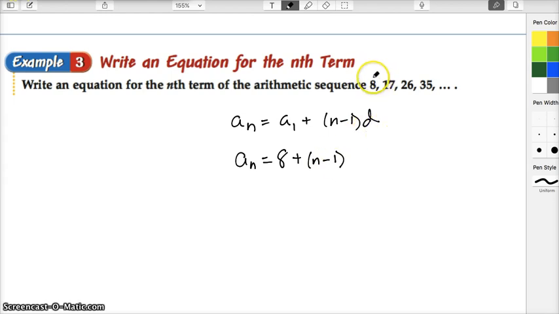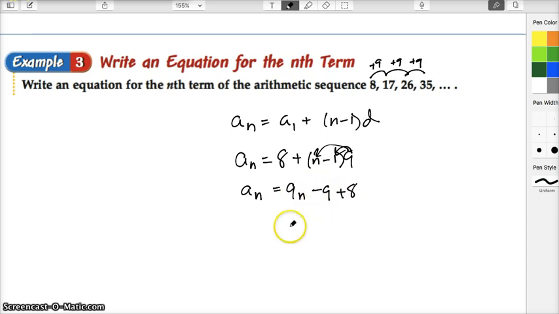Well, what is the common difference? Looks like each time we're increasing by 9. So our common difference being 9, we'll throw 9 into the equation like that. Let's simplify. A sub n is equal to, I'm going to distribute this 9 through, so I get 9n minus 9 plus 8. Joining like terms together, I get 9n minus 1, and that's what a sub n is equal to.